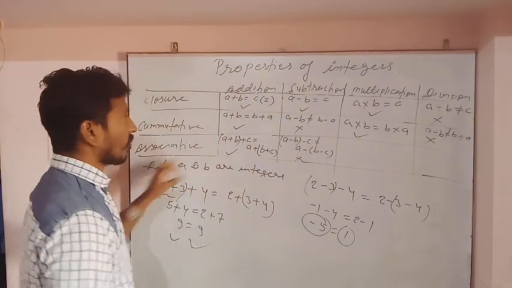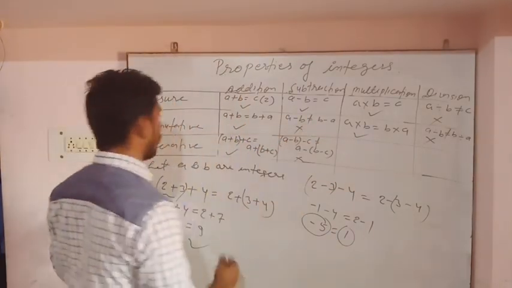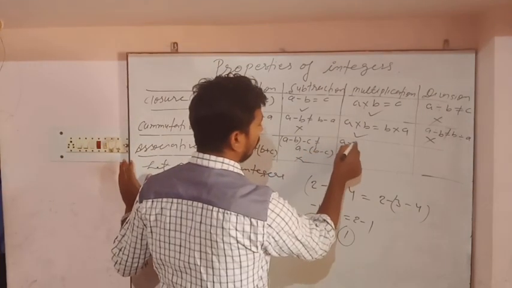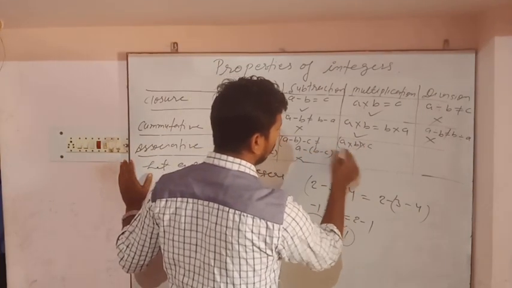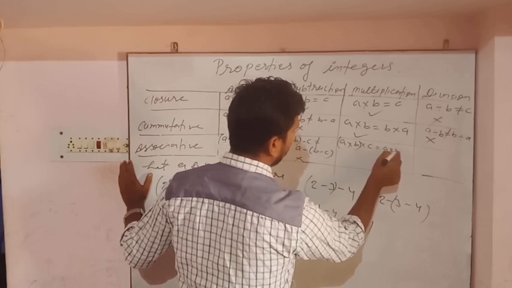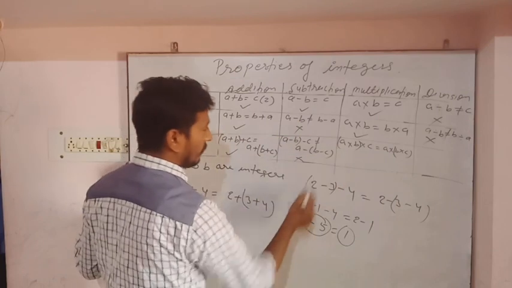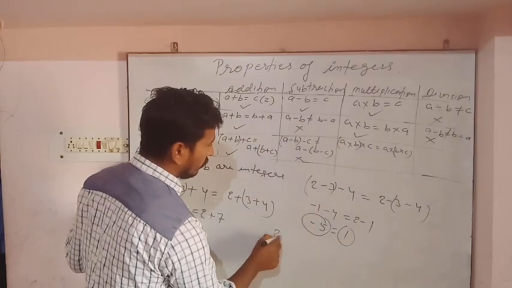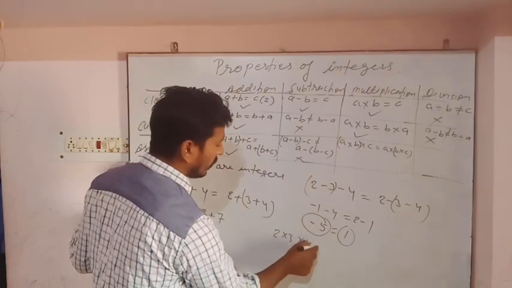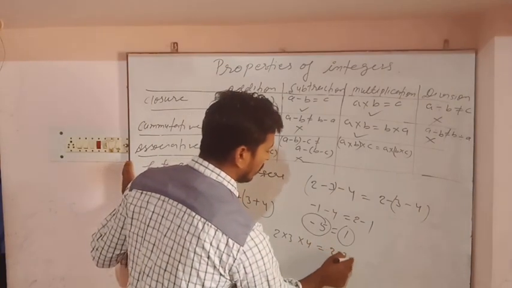Now we check multiplication. So now (a into b) into c and a into (b into c). Again we can take the same supposition like 2, 3, 4, and here also 2, 3 and 4.